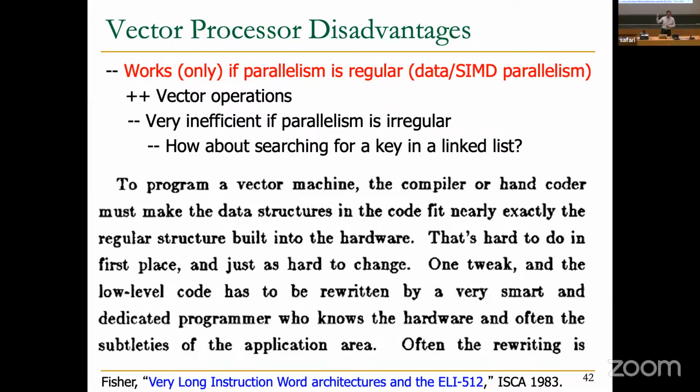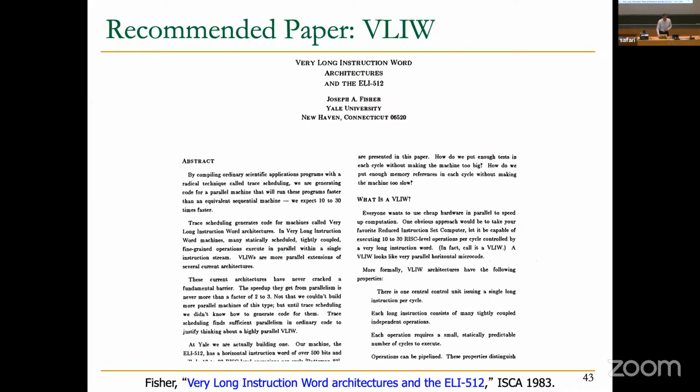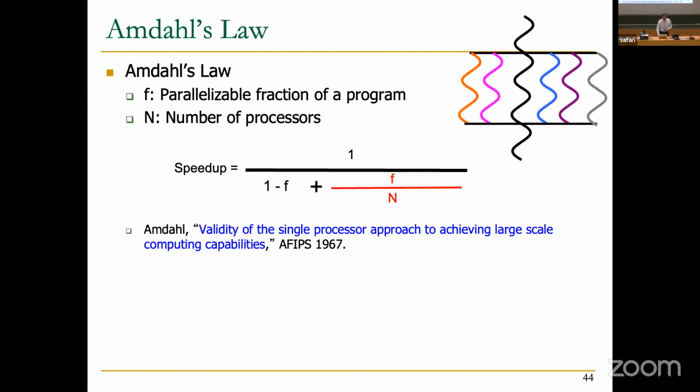And Josh Fisher poses VLIW as a solution to this, but it has its own problems, as you know right now. And if he continues, often the rewriting is extremely difficult, et cetera, et cetera. Okay, and that's the recommended paper. You can read more about it. Okay, so before moving on, we should not get too excited because there's Amdahl's law, which you have reviewed, and we looked at this before. Basically, vector processing works well in the parallelizable fraction of the program, right?